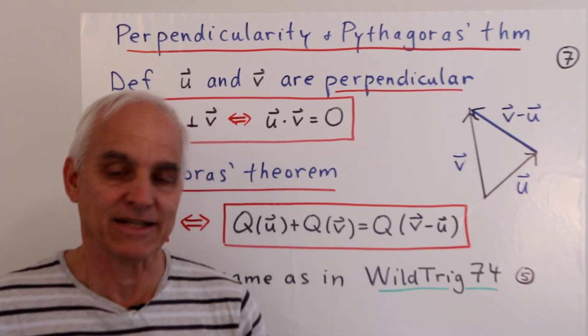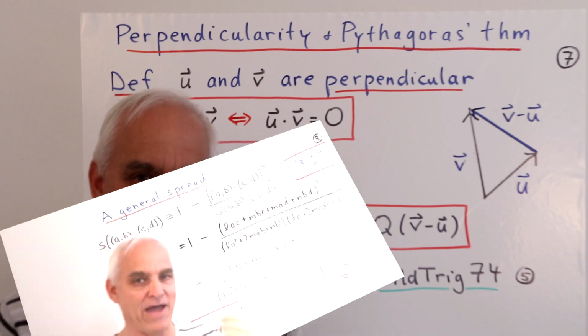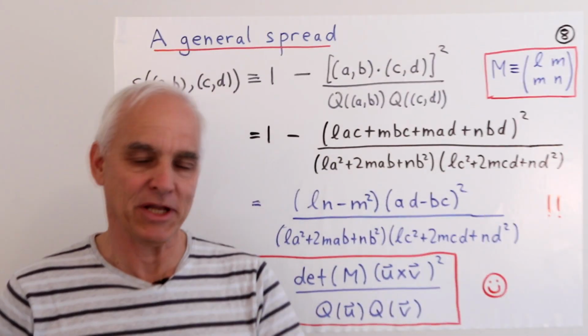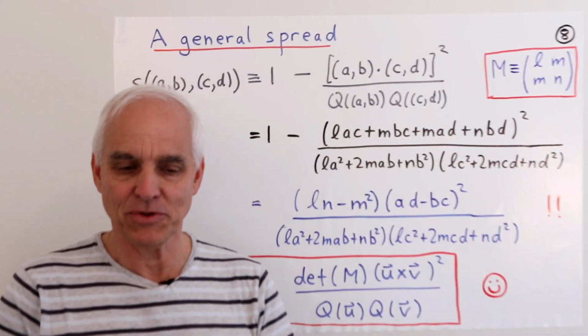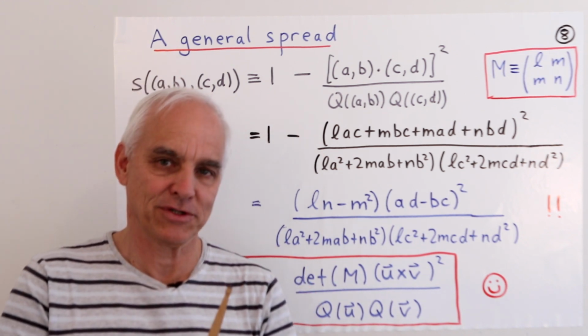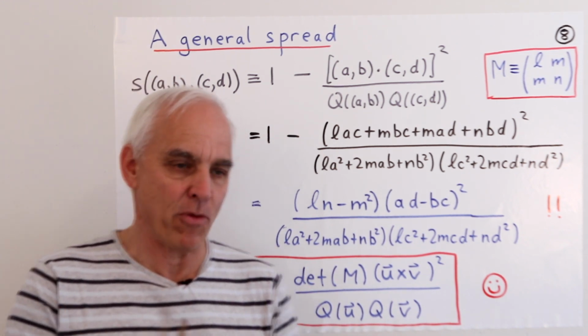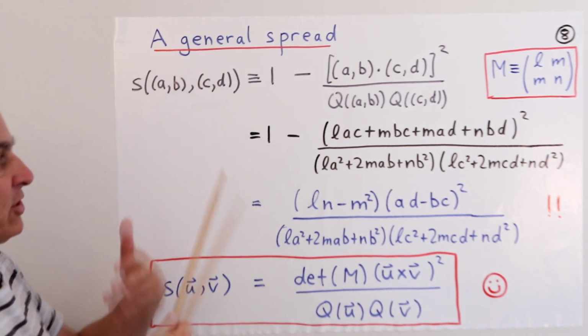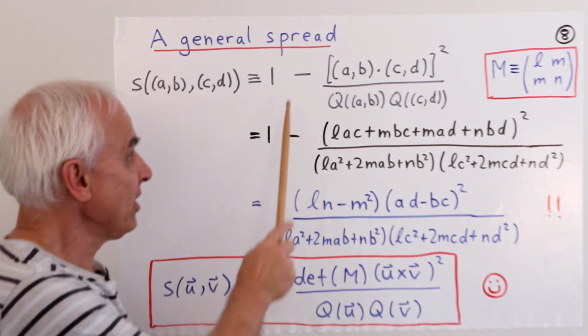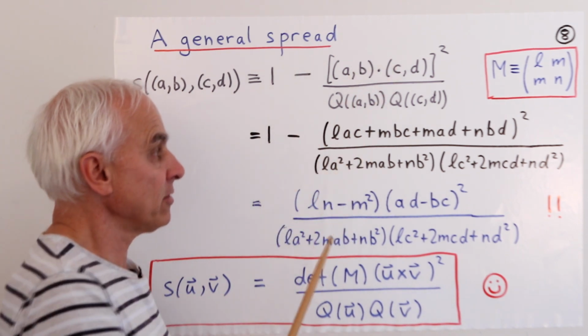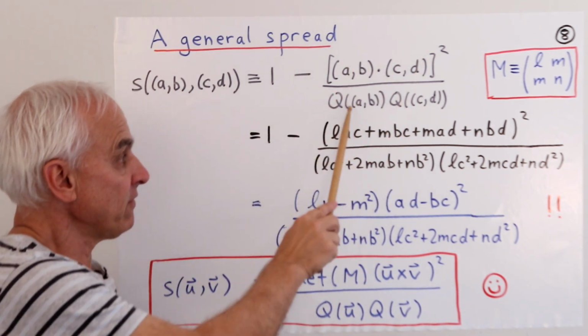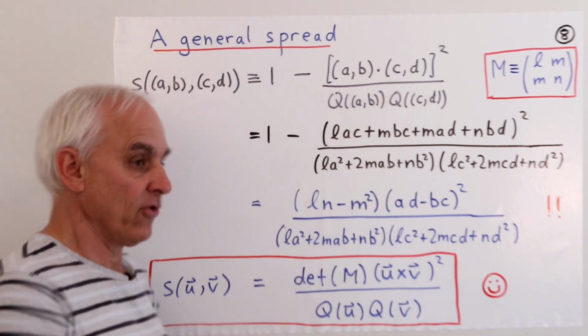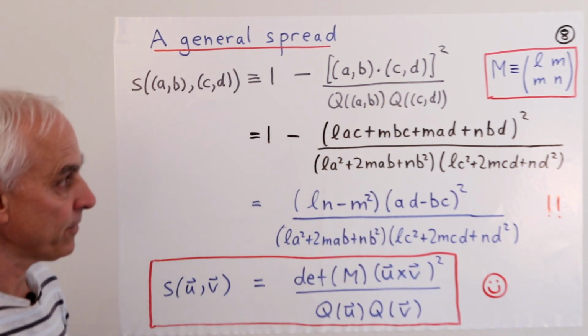So it's the same story. Okay, so having quadrants and perpendicularity, the next obvious thing to do is to define the spread between two vectors. And we use the same formula as always. The spread between vectors A, B, and C, D in this new context is the same as it always is. It's 1 minus the dot product between those vectors squared divided by the product of the quadrances of the vectors.